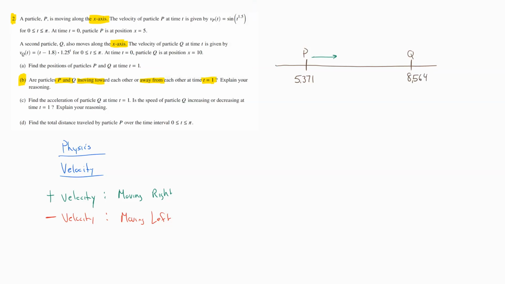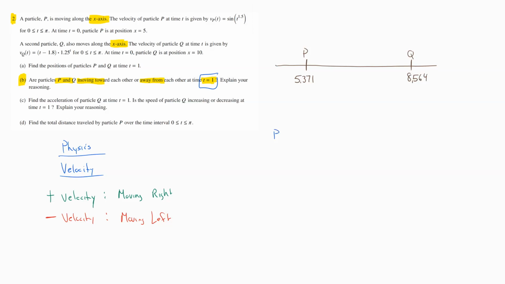Now what we want to know is, are these things going to be moving towards each other? Like, is P going to have a positive velocity and Q going to have a negative velocity, so they move towards each other? Or are they going opposite directions, right? Could P be moving this direction and Q be moving the other direction? So to find this out, we've got to figure out what each of their velocities are at this point, t equals 1.